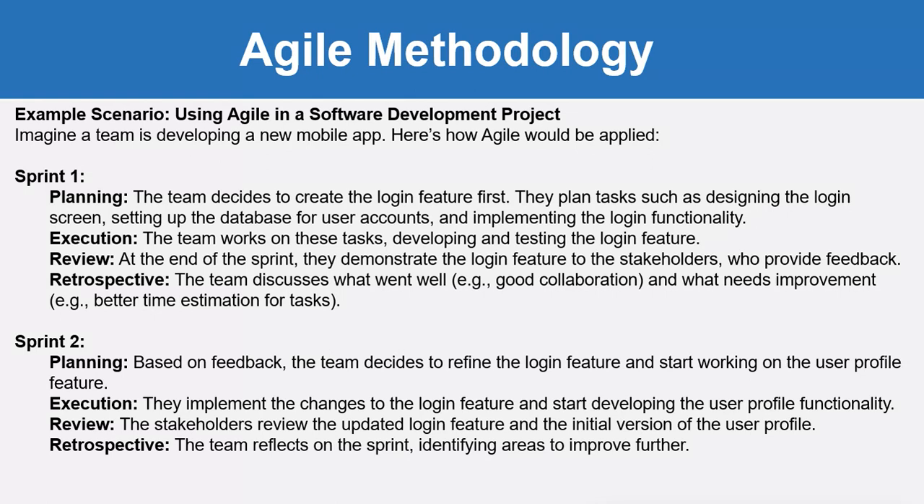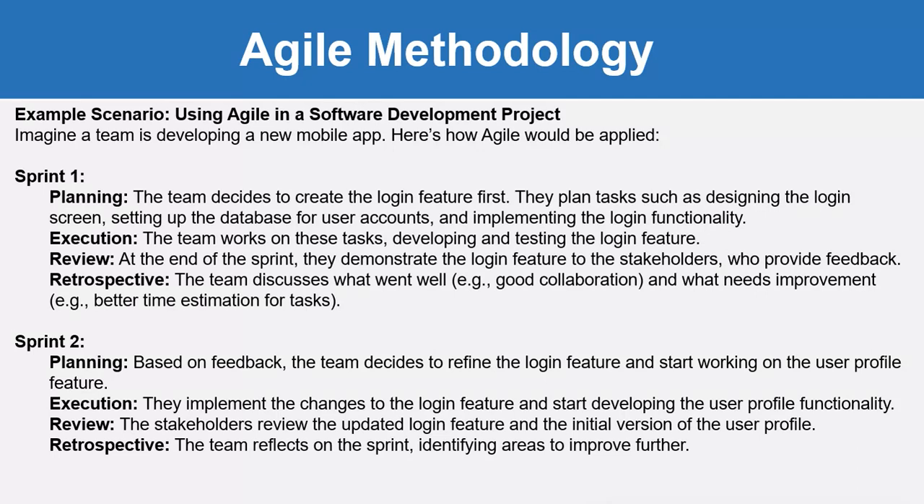And then review means that at the end of the sprint, the team demonstrates the login feature to stakeholders and customers and gets their feedback. In the retrospective session, the team discusses what went well, like good collaboration, and what needs improvement, like better time estimation for tasks. Then sprint 2: in the second sprint we do the planning. That means based on the feedback from the customer and stakeholders, the team decides to refine the login feature and start working on the user profile feature.